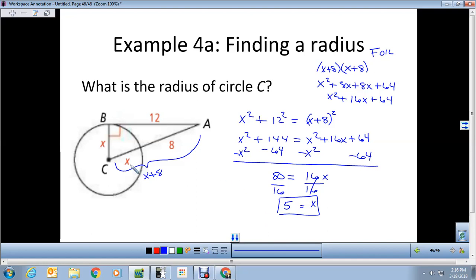So remember, the distance from A to C is the distance x plus the distance of 8. And so in order to square this, you cannot just say this is x squared plus 8 squared. You're squaring the entire expression, which means you're going to have to use the FOIL method. All right, so pause the video, try part B, and come back to see the results.